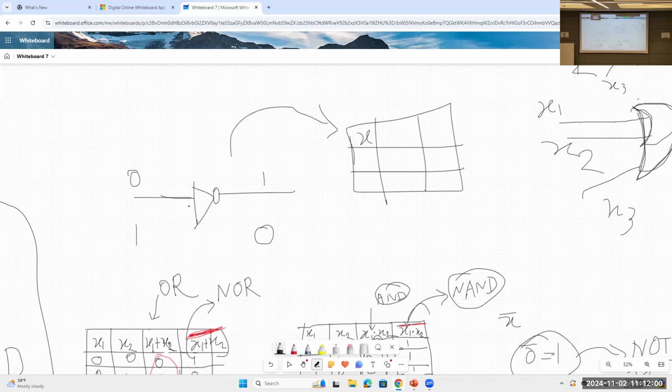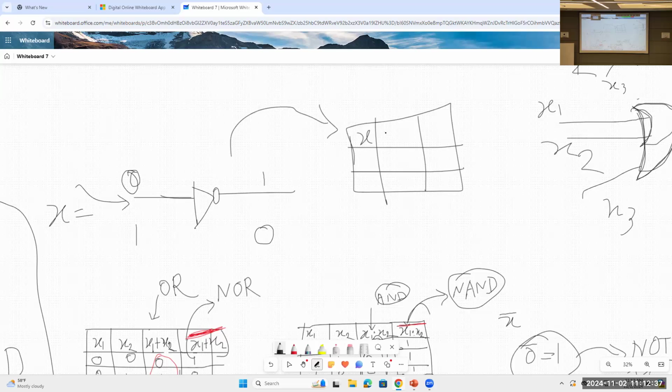A NOT gate cannot take multiple inputs, even 2 inputs. It will take only one input and just invert it, because if you give 0 to its input, it will give you 1. So I am writing the truth table like this. Instead of x1, x2, x3, I am just writing x, the input variable. I'm calling it a variable because the input can be 0 or 1.